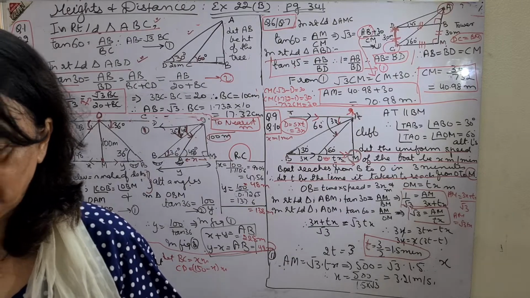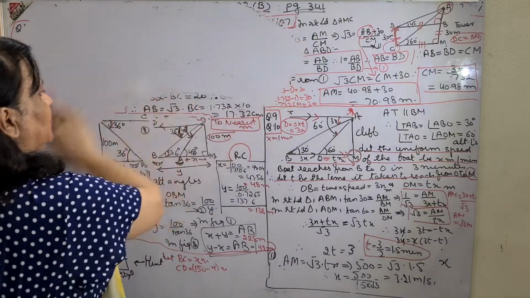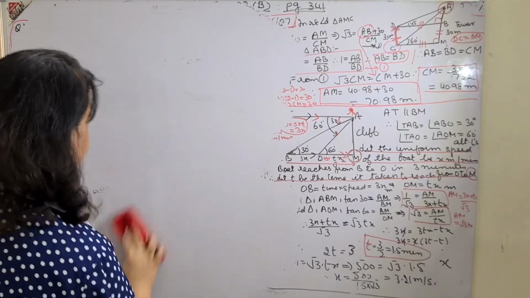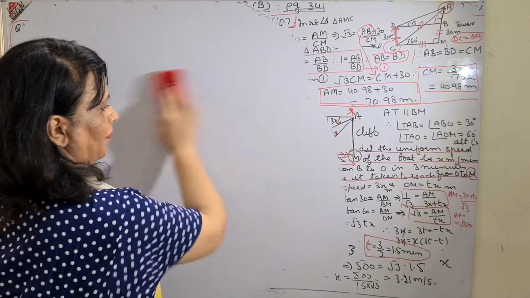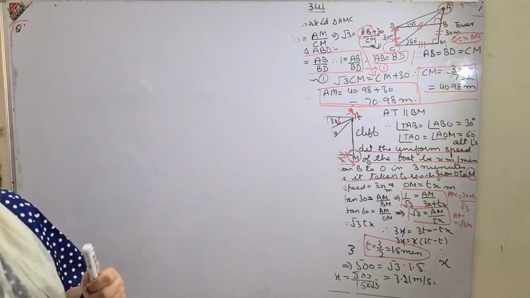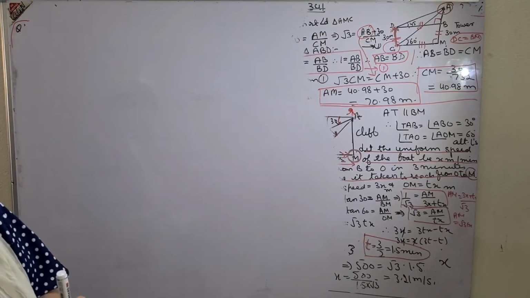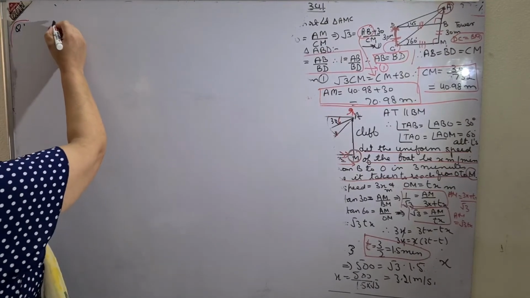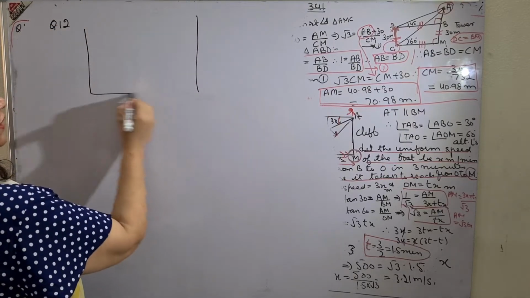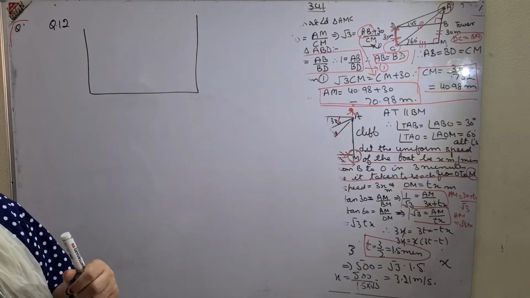Then come to question number 12 of the same exercise. Question number 12. The question number 12 is horizontal distance between two towers. Horizontal distance between two towers has been given to you and it is 75 meter.